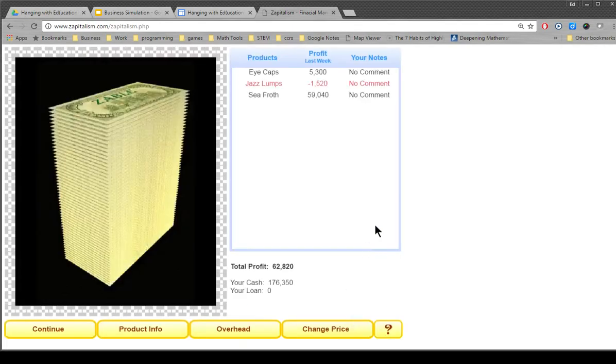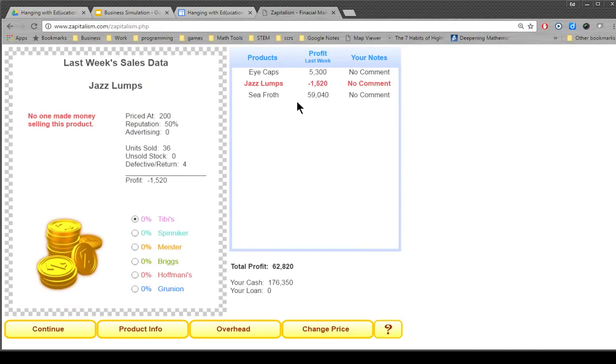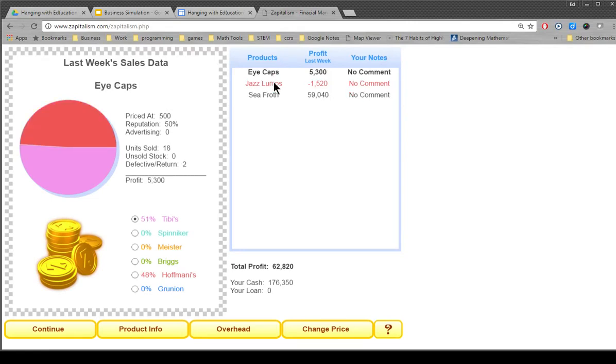Let's go ahead and see what we have for profit and loss. Those jazzy lumps were a total loss. We just liquidated. Units sold: 36. We got rid of those things. We never want to go with jazzy lumps again. And then we can look at our sea froth. That's the only thing keeping us viable and afloat. And our Icaps are just kind of putzing along.